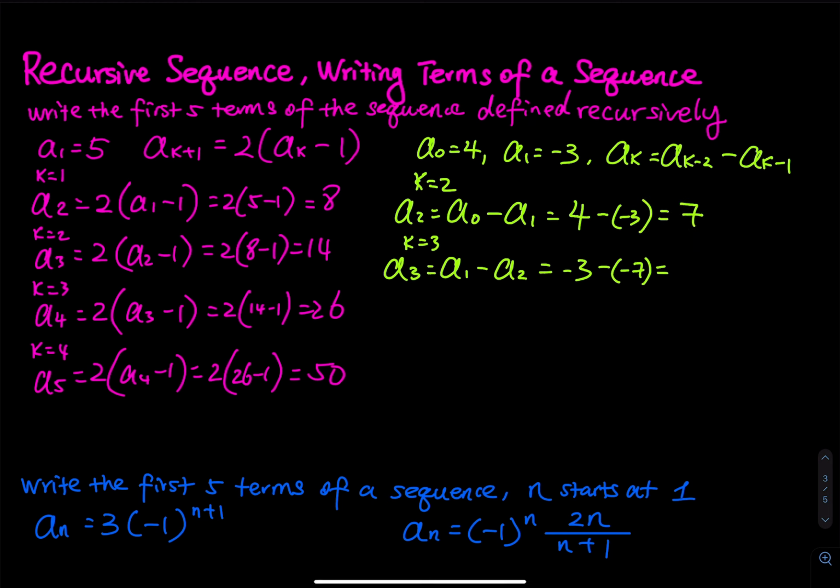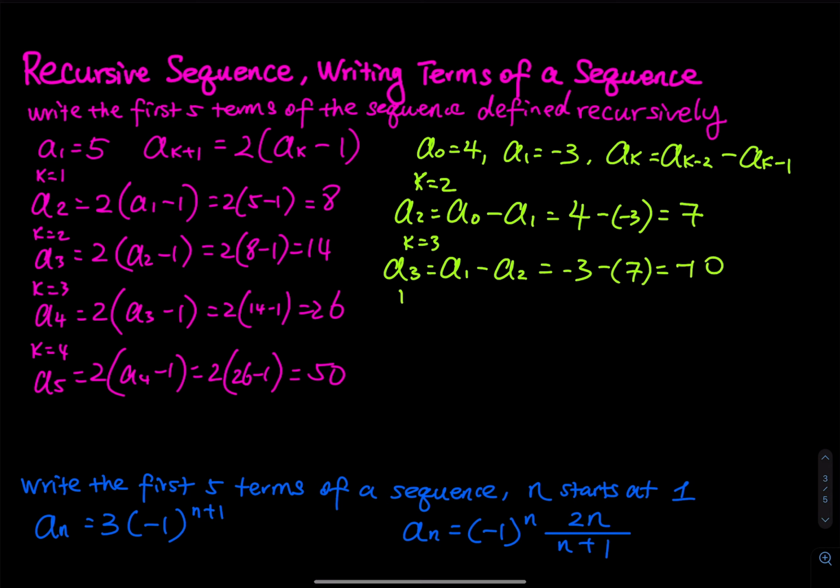That affects the next one because for the next one, a1 is negative 3. That is right. But a2 is 7. So this is supposed to be subtracting a 7. So negative 3 minus 7, which is equal to negative 10.